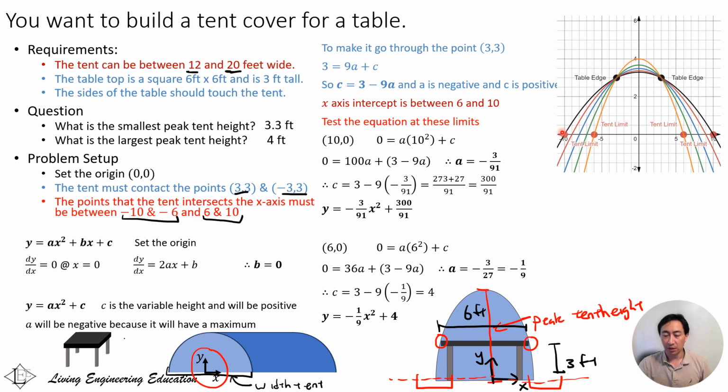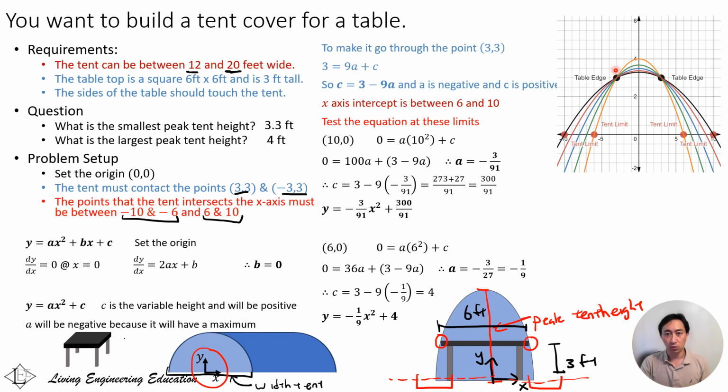If we graph the intermediate points, right? So I graphed it at -6, or at 6. I can graph at 7, 8, 9 as well. We can see the gradient as expected. The further we go from 6 through 10, the smaller that peak tent height would be.